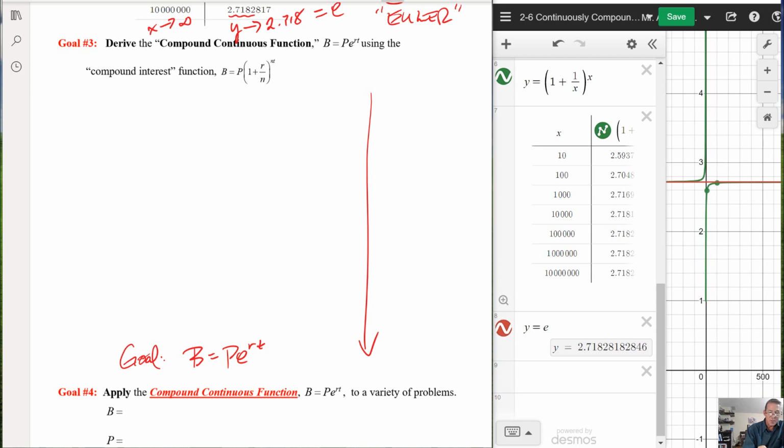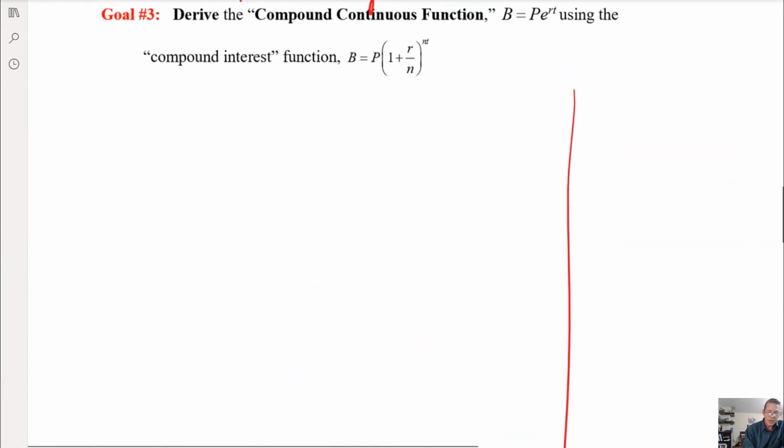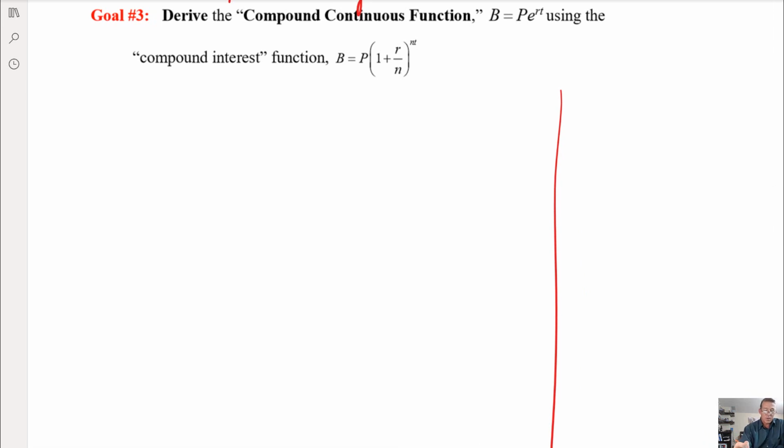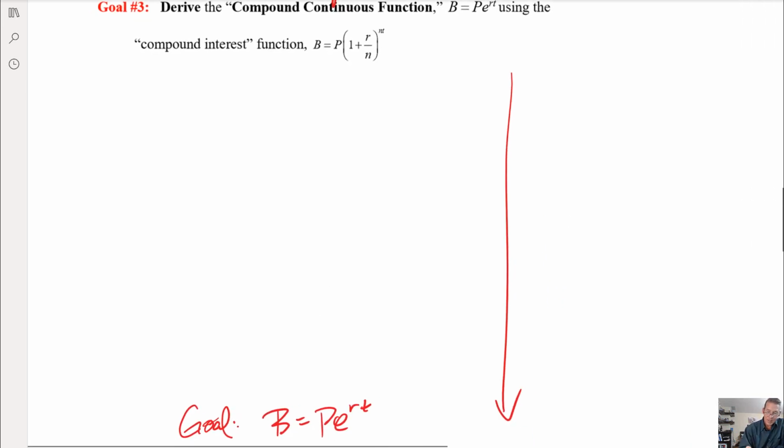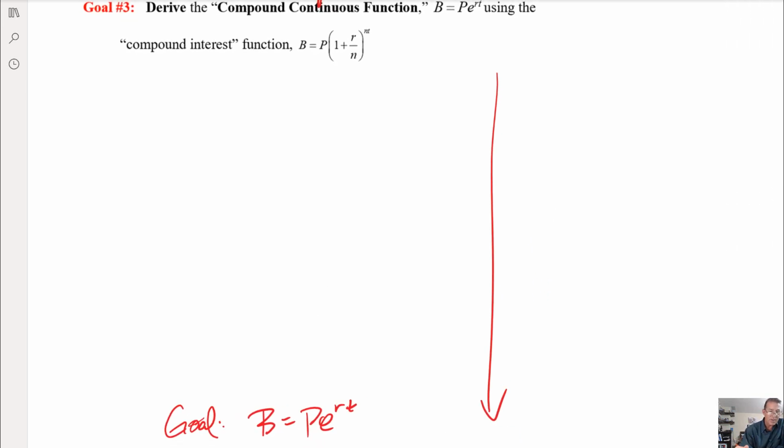This is what we know. B is equal to P, principal, times 1 plus r divided by n to the nt power. And this is what we know. Again, my goal is down at the bottom of the screen. I've got to get down there somehow. So what I'm going to do is rewrite r divided by n, the periodic interest rate. I'm going to do a little bit of side math here.